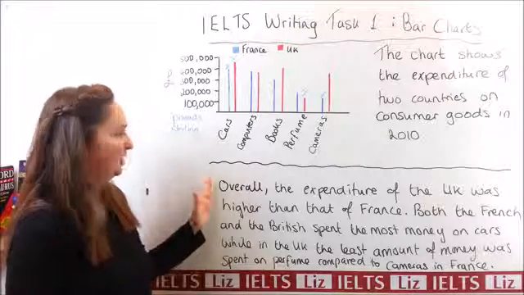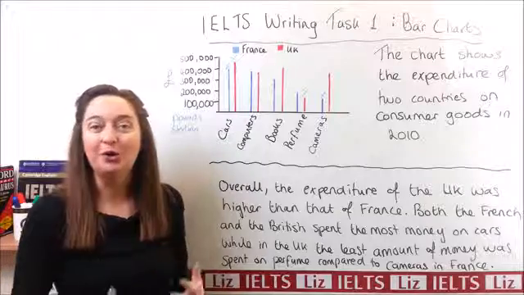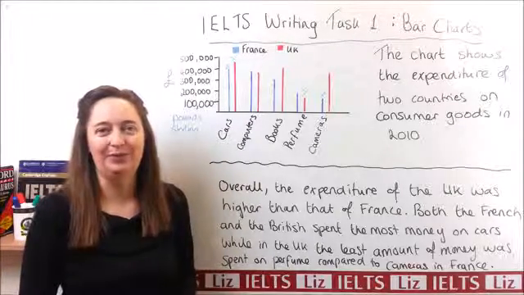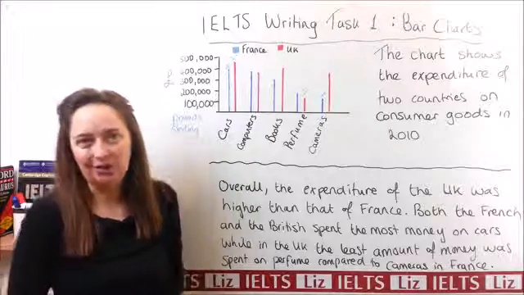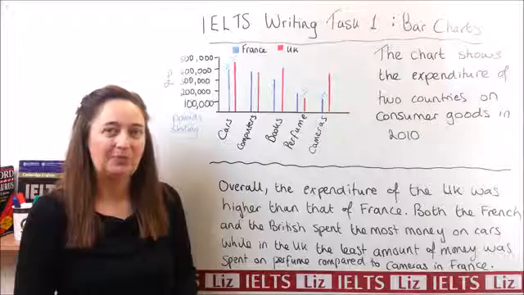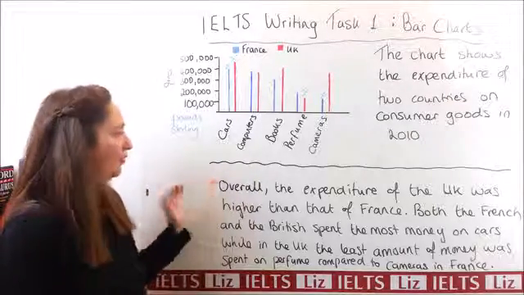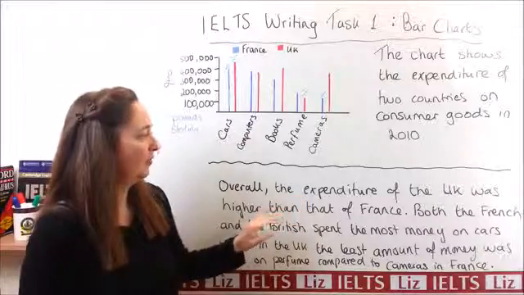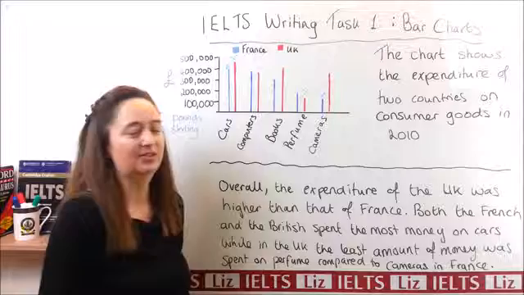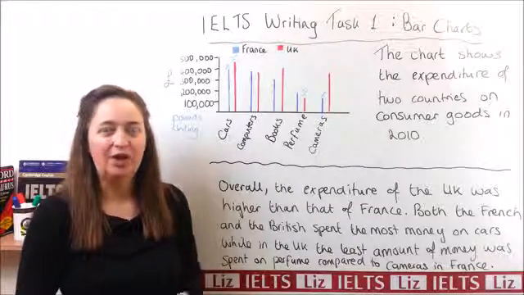We start with the word overall, because we want to show the reader, to show the examiner, that this is our overview. This is a good technique to use because it means the examiner can easily find the overview, and that will help us get a better band score. So overall, the expenditure of the UK was higher than that of France. So this is our first key feature.